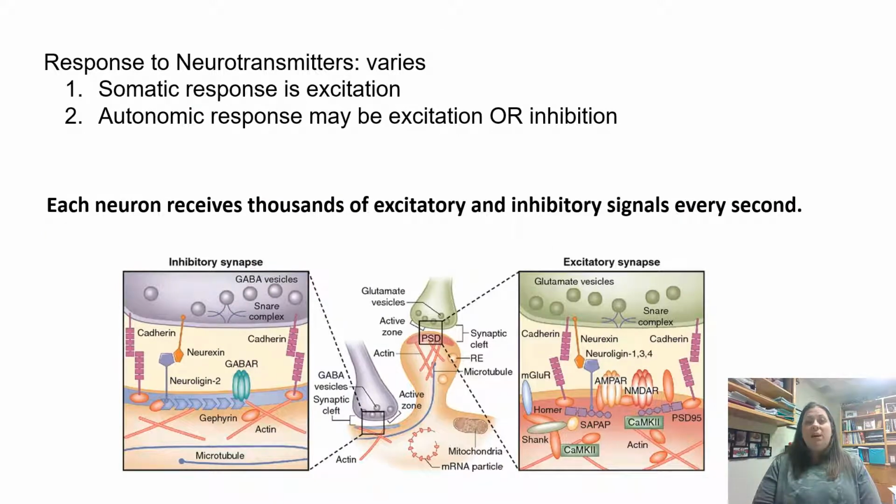The somatic response is always excitation, they get excited, but in the autonomic, the response could either be that the nerves get excited or they will inhibit an area. Each neuron is going to receive thousands of excitatory and inhibitory signals every second. So again, it's the summation of whether there are more excitatory or more inhibitory signals coming in to create those graded potentials.